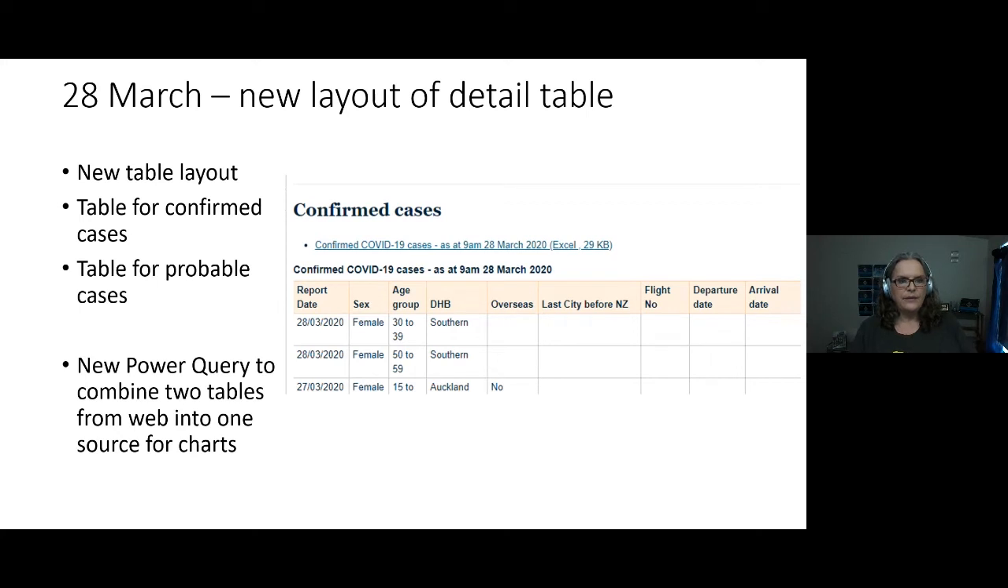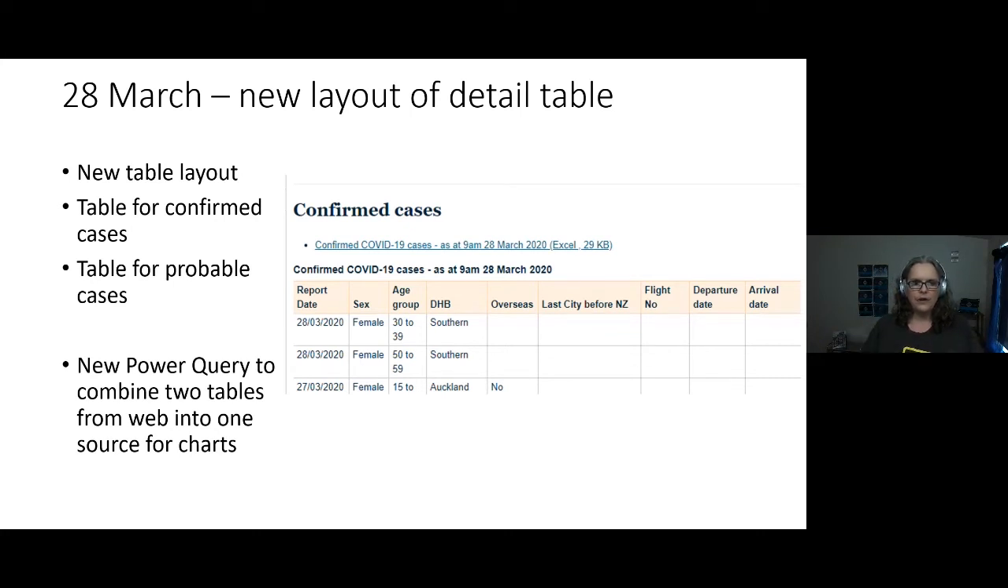Then the next day, I saw that we had yet another new layout for the detail table. They removed the free text field for the details and replaced it with a number of columns for whether or not the travel was related to overseas, what the last city before New Zealand was, the flight number in its own column now and not hidden in free text, and the departure date and the arrival date of any traveler. So I needed to rebuild my whole query. On top of that, they had this detail information now for confirmed cases and another table for the probable cases. So I had to combine two tables.